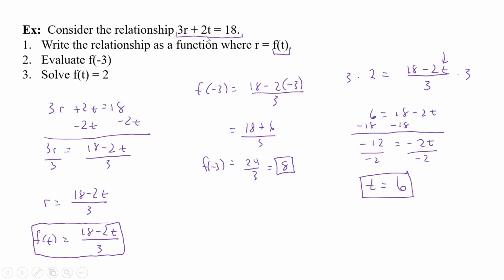So first we had to solve our equation for the variable that they ask us to solve for, in this case r, replace the r then with f of t, get our function, and then we evaluate f of negative 3 by plugging in negative 3 in place of t. And then for the other one we had f of t as 2, so we replace the f of t with 2 and solve for our t.